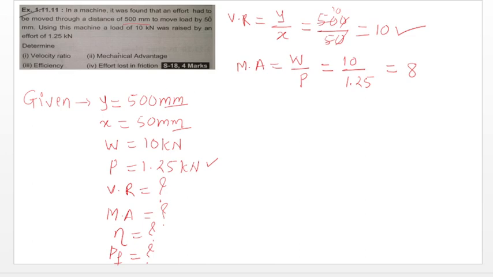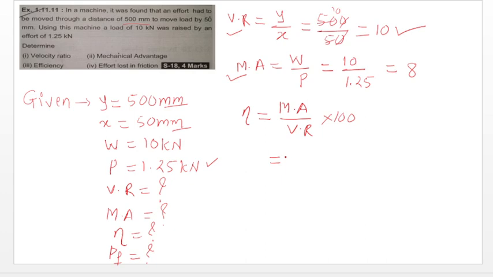Next आहे आपल्याला efficiency find out करायची. आणि जर मला velocity ratio आणि mechanical advantage माहीत असेल, तर मी efficiency चा formula in terms of mechanical advantage and velocity ratio, I can use. Okay. Then mechanical advantage divided by velocity ratio into 100.